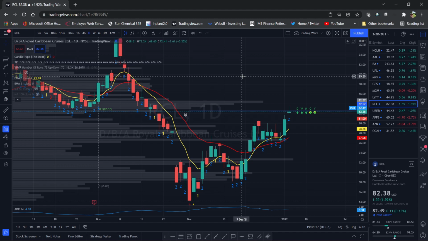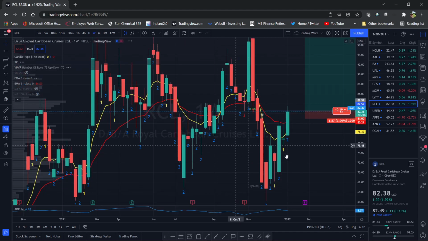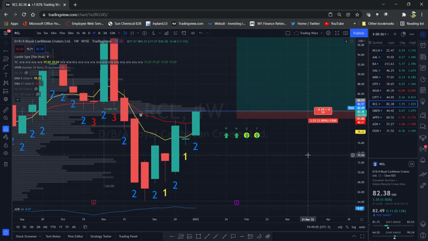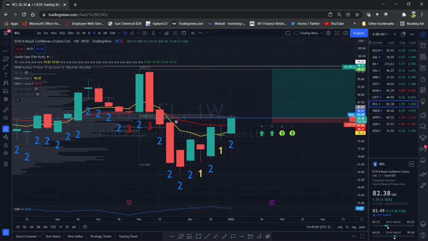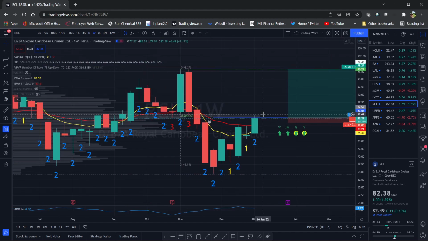So yeah, that's where it's seeing some of the resistance there. That's where it got that little pullback on the weekly, as you can see. No worries, I'm still confident.